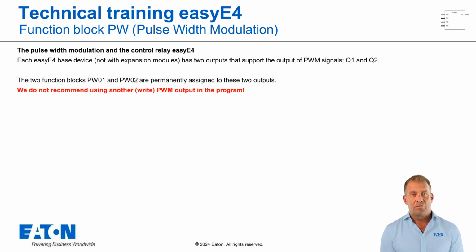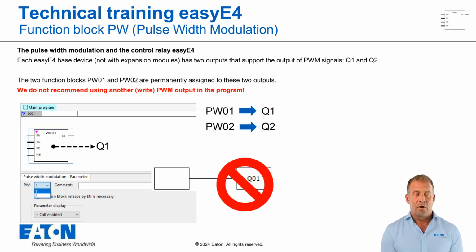The EZ-E4 control relay has two digital outputs that support pulse width modulation: Q1 and Q2 of the base unit. Each of these outputs is assigned a PW function module, PW01 and PW02. The assignment of PW01 to Q1 and PW02 to Q2 cannot be changed and therefore does not have to be parameterized in the program. This means that if you use the PW01 module in your program, the Q1 output is automatically used for the pulse output. The output must not be used again in the program to write, because it is already controlled by the PW function.